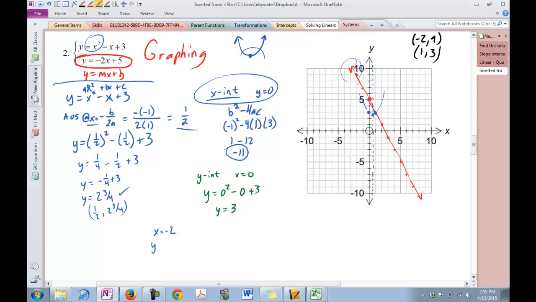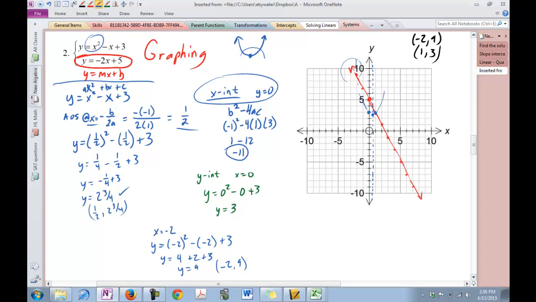Again, I'm still working with the quadratic. So it'll be -2 squared minus -2 plus 3. You'll notice that that will give me -2 squared, which is 4, minus -2, which is plus 2, and then plus 3. 4 plus 2 is 6, plus 3 is 9. So therefore, when x is -2, y is 9.